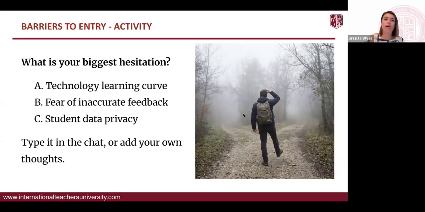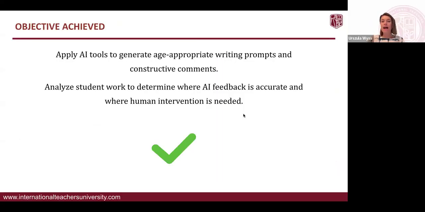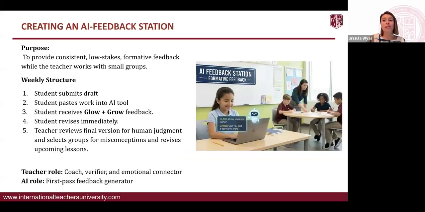We've now achieved two more objectives and we have one left. So now you know how to apply AI tools to generate age-appropriate writing, and how to analyze student work to determine where AI feedback is accurate and where human intervention may be needed. And here comes the fun part. This is how you can implement AI in your own classroom to give feedback.